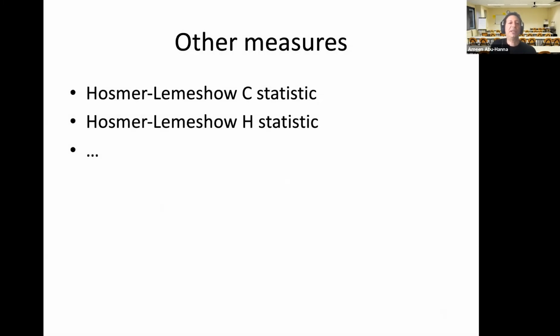Other measures, I mentioned the Hosmer-Lemeshow C statistic and the H statistic. These are just variants looking at the graph I showed you, taking bins of 10 fixed groups or deciles and calculating the distance, and they have a way to do it. There are problems with those Hosmer-Lemeshow statistics, which were pointed out by Hosmer and Lemeshow themselves in one paper. They are very sensitive to the sample size, and they're sensitive to where the cutoff points are.